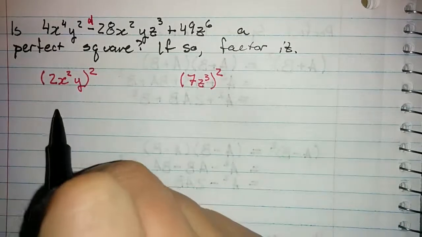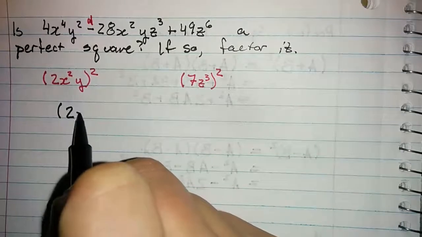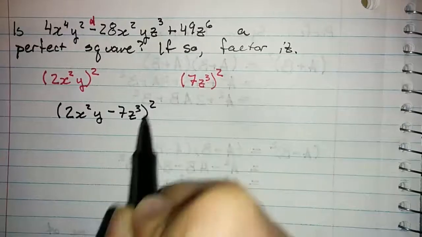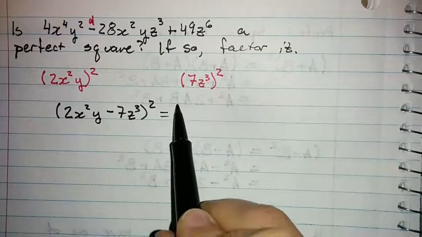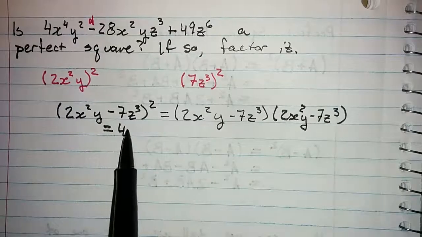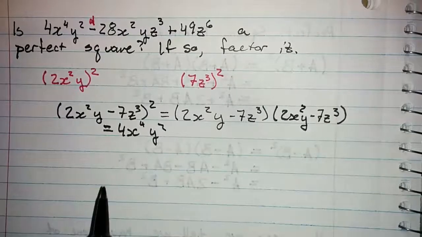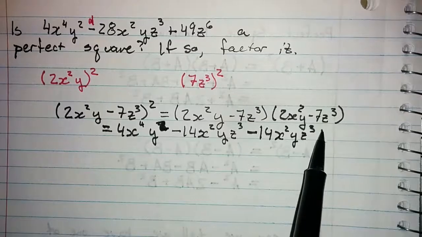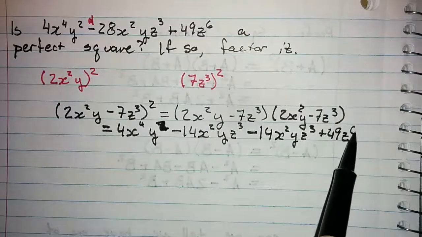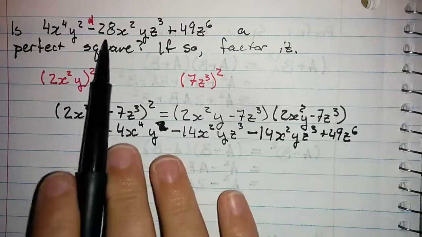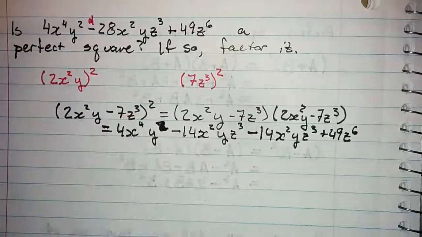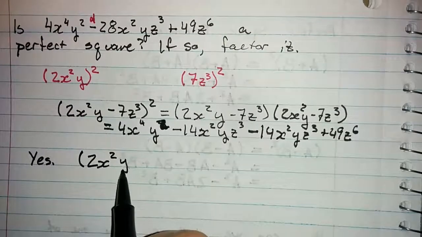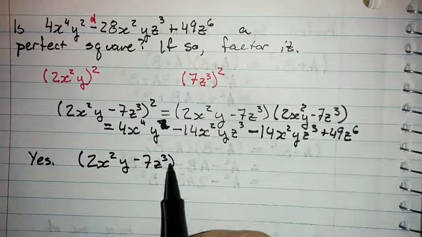So if this is a perfect square, it's going to have to be (2x²y − 7z³) all squared. Multiply this out. I'll get 4x⁴y² minus 14x²yz³ plus 49z⁶. And I see that when I combine like terms, I do indeed get this middle term that I wanted. So yes, it is (2x²y − 7z³) squared.